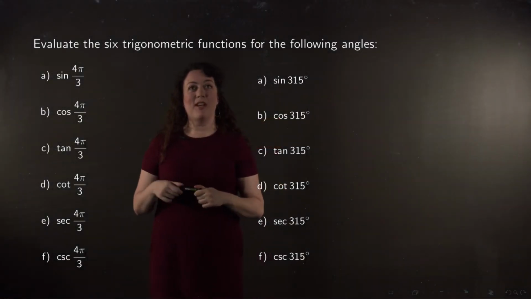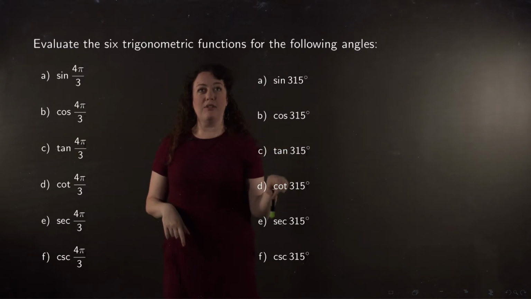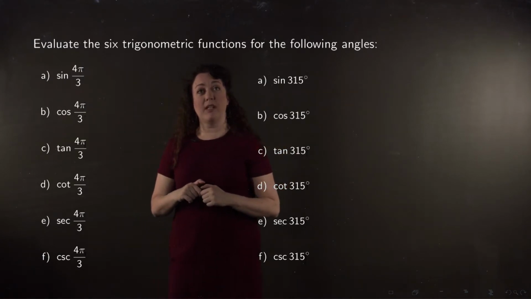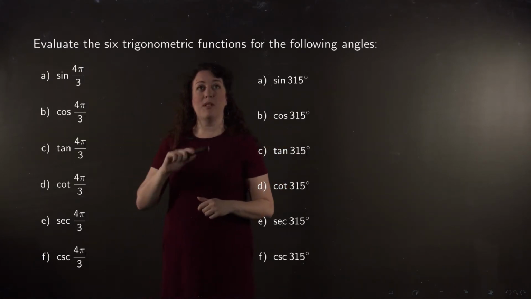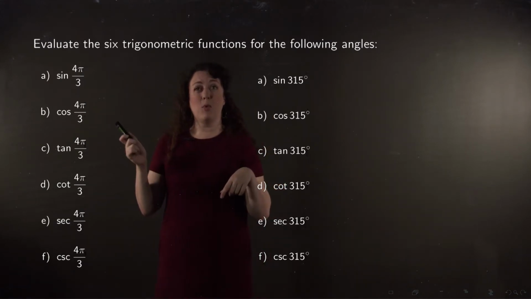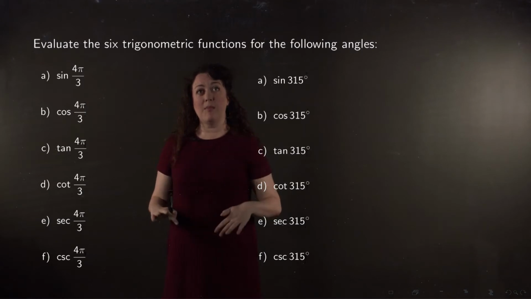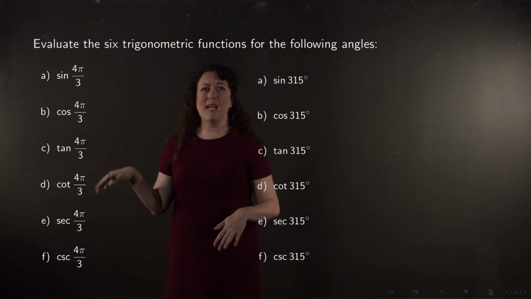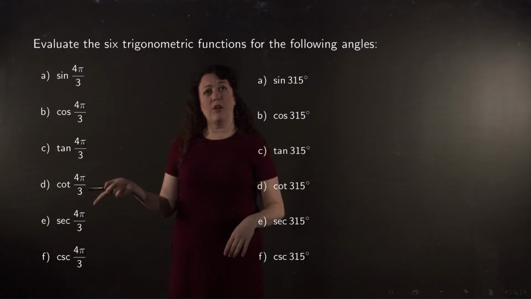6 trigonometric values. I chose 4 pi over 3 and 315 degrees to find the trig values here. So 4 pi over 3, we can find 4 pi over 3 on our circle. Thinking about your unit circle, that's more than pi, so we know it's at least on the bottom half of the graph, but it's only slightly more than pi, so it's going to be over in your third quadrant.